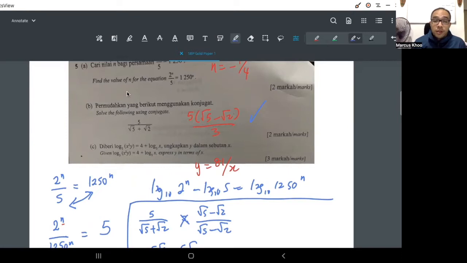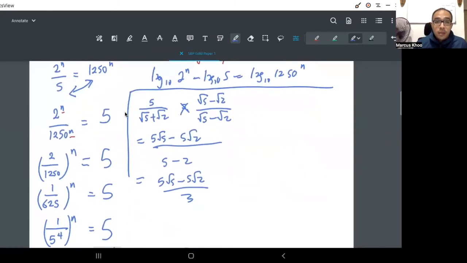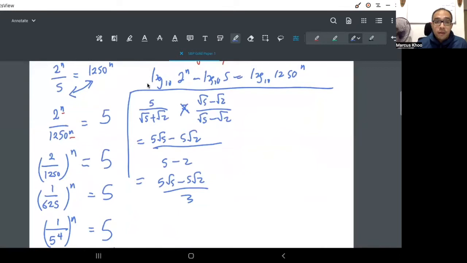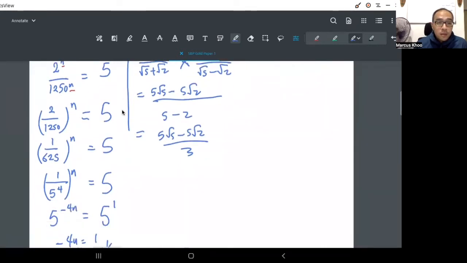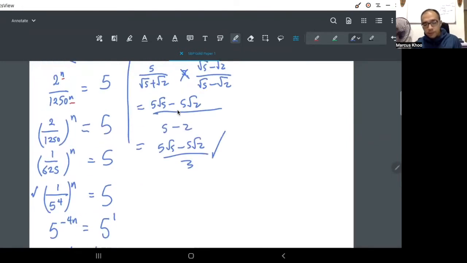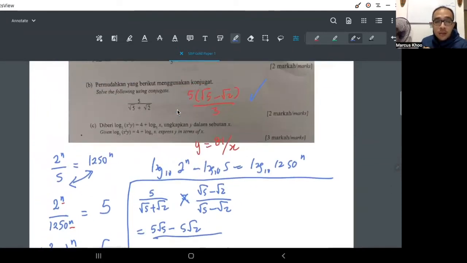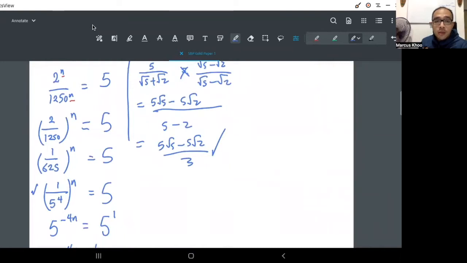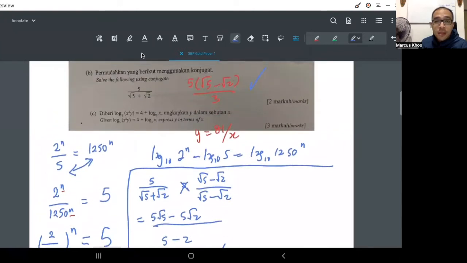Kalau X kasih factorize the 5, boleh kah? Sorry, there's a question here. Oh, kalau tidak kasih factorize the 5. What do you mean by tidak kasih factorize the 5? You're talking about this. Oh, if I don't factorize. Yeah, I think this is fine. If you don't factorize, I know the final answer they kasih factorize, but actually it's the same thing. I don't think it really matters whether you want to factorize or not. Okay, I think it's fine.